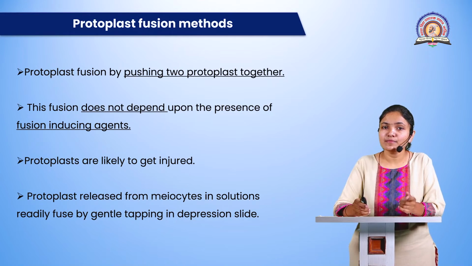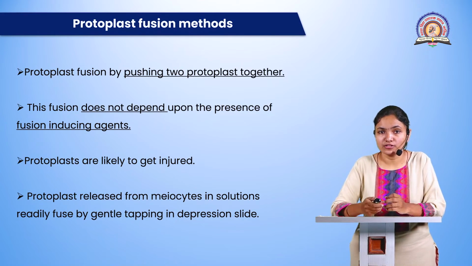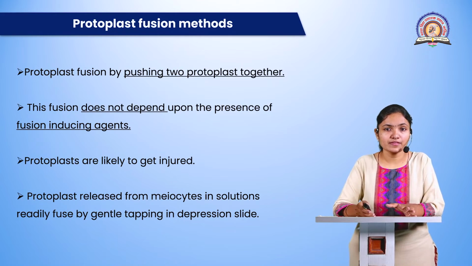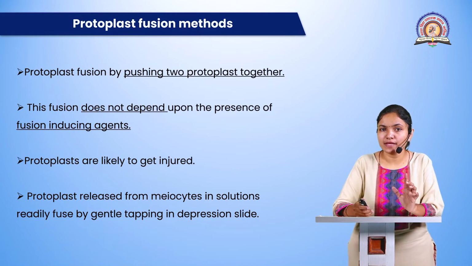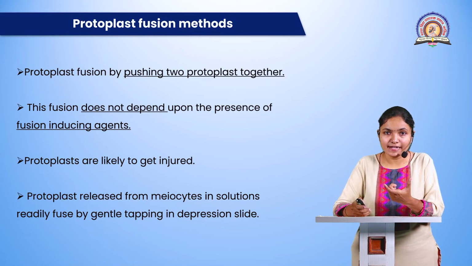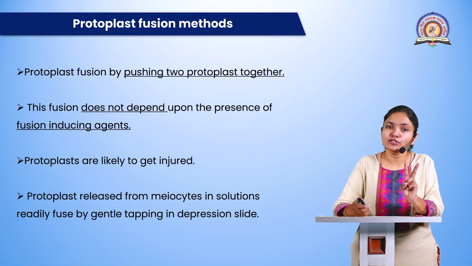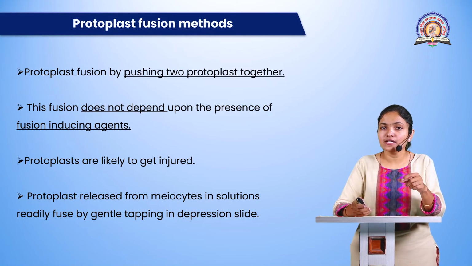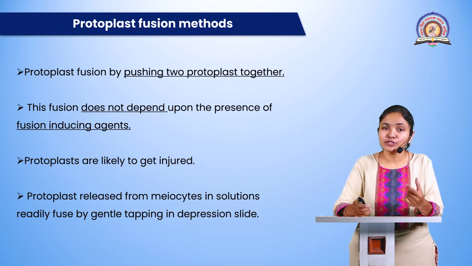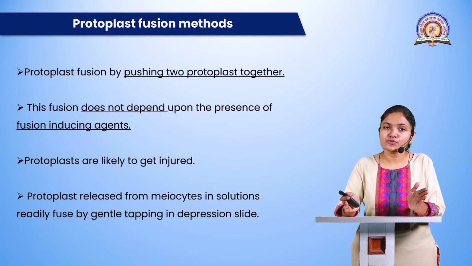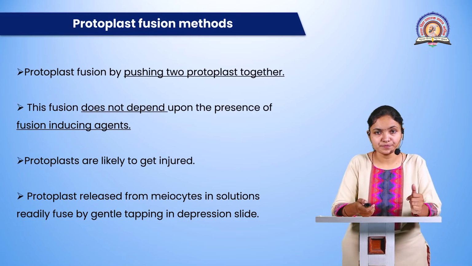At the same time, because of this method, the protoplast may get injured whenever you perform this. So what you need to do for this method, simply take a depression slide, and within this depression slide put a drop of protoplast from the two different plants and gently try to shake this slide. During the shaking, protoplasts will come in contact with each other and they may fuse with each other.